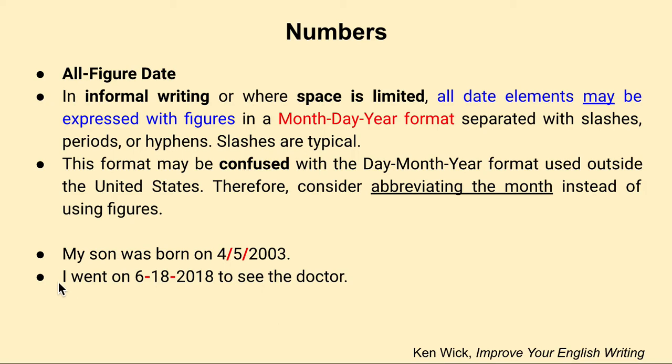But this second example, I went on 6/18/2018 to see the doctor, is probably more understood, because as a day-month-year format, there's no 18th month of the year, so this would have to be the day of the month. But in an example where there are only single digits, or where it's less than 12, you're not too sure. This one, you can be pretty sure that this is month, day, year. So this would probably be okay. But once again, I strongly recommend just abbreviating the month. But here are two examples in an all-figure date format.